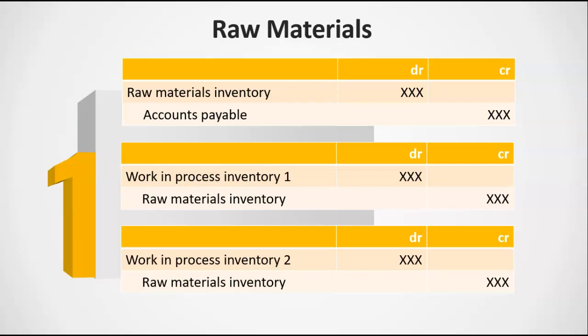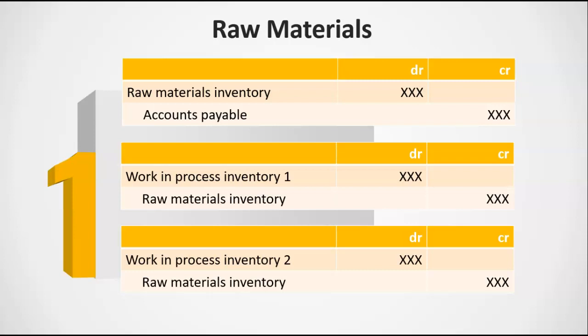Now, let's start with raw materials. Similar to the job costing method, the raw materials that were purchased for production will be recorded in the raw material inventory account. So what you do is that you debit raw materials inventory and you credit accounts payable.